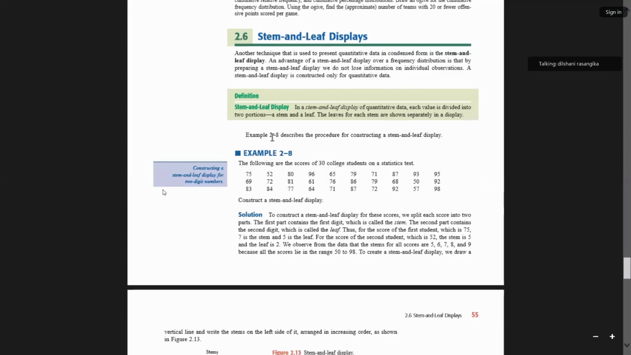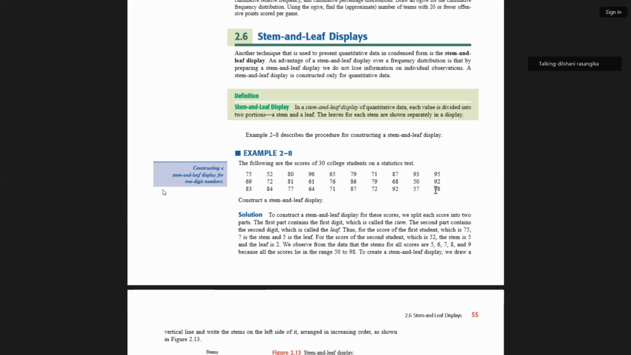So the stem and leaf diagram is one method of grouping your raw data set, right? So here, look at this one. This one is a raw data set, right? That means there's no order, and by looking at this data set, we can't find anything. How many 75s are there?